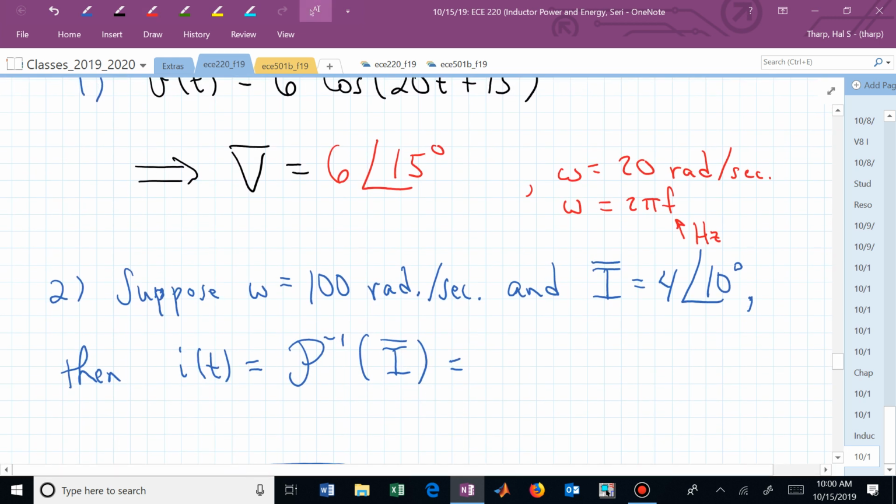Suppose now, example 2. Suppose omega is 100 radians per second and I, phasor, is 4 at an angle of 10 degrees. What's its time domain expression? What is little i of t? What's the script P inverse of phasor I? Can you write that down given this information in the suppose statement?